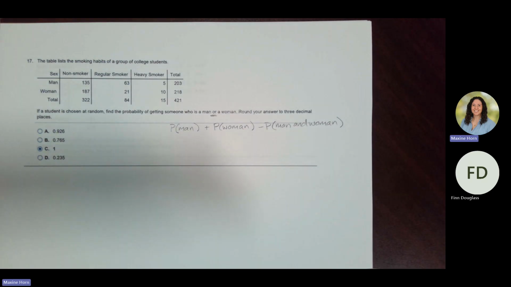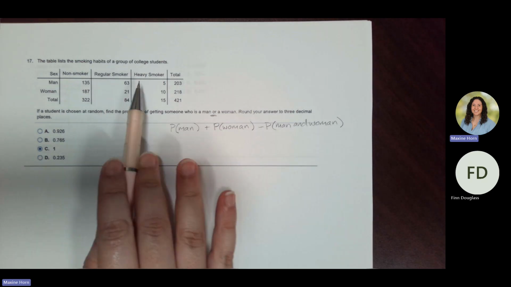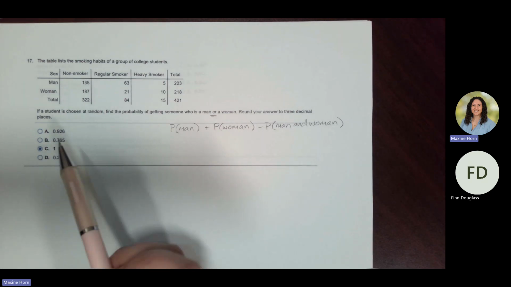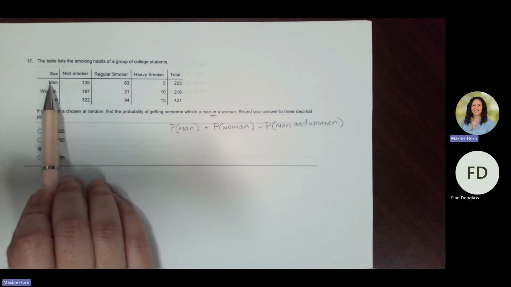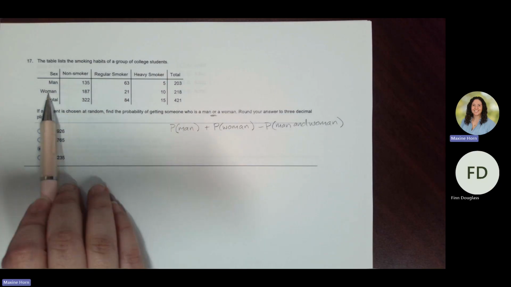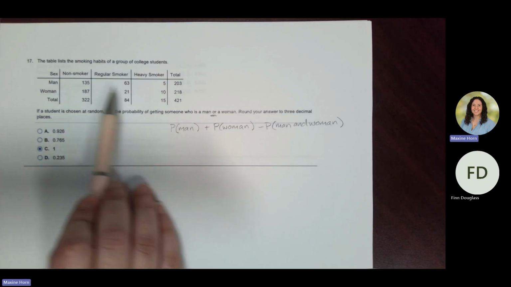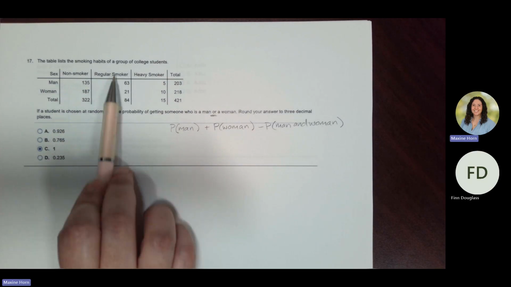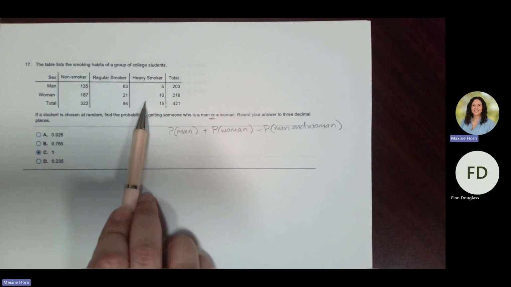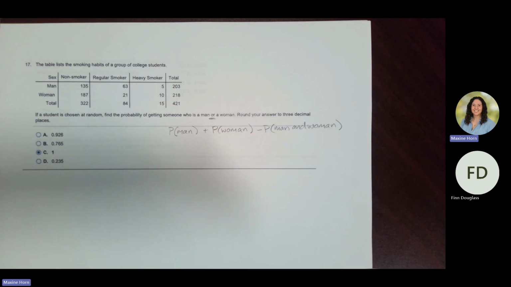All right. So in this survey, let's take a look at how this survey was labeled. People were given the option to state if they were a man or if they were a woman, and they were given the option to select if they were either a non-smoker, a regular smoker, or a heavy smoker. Those were the only options they were given.